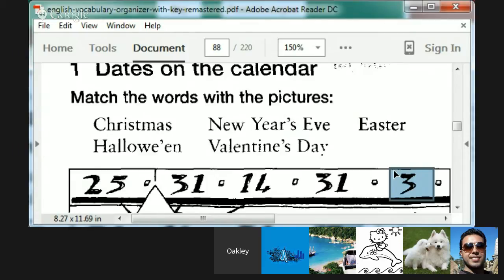Lent starts with what's called Ash Wednesday. And that's correct. The day before Ash Wednesday is also celebrated in many countries as Carnival or Mardi Gras. In Italy it's called Pasqua.